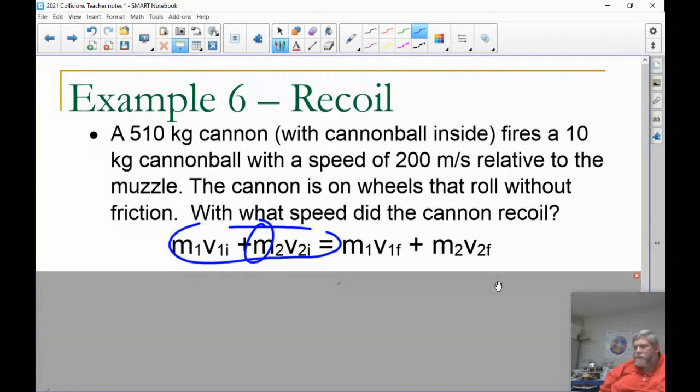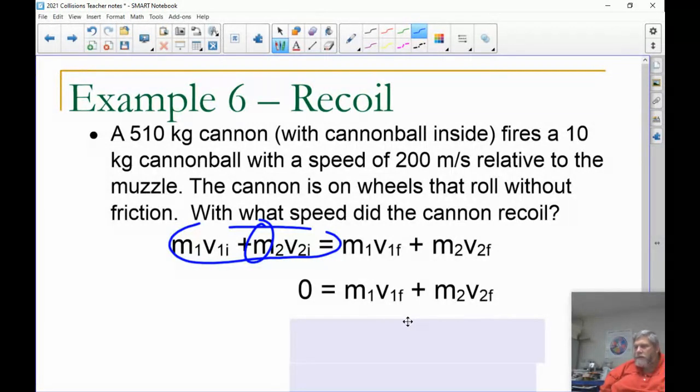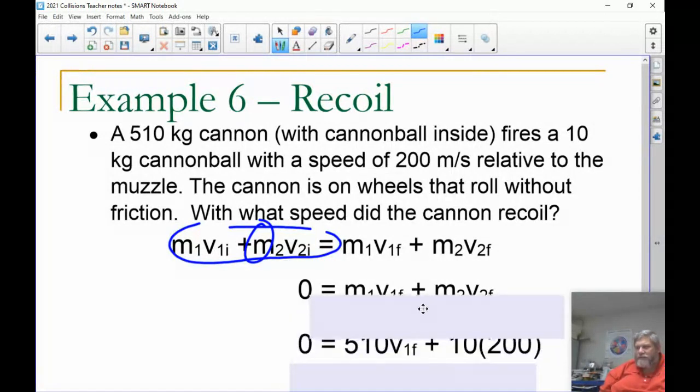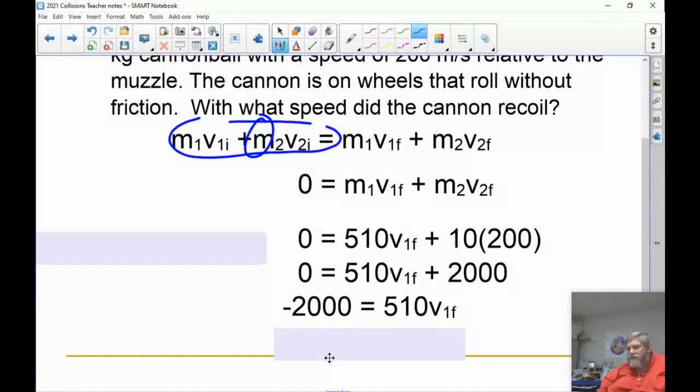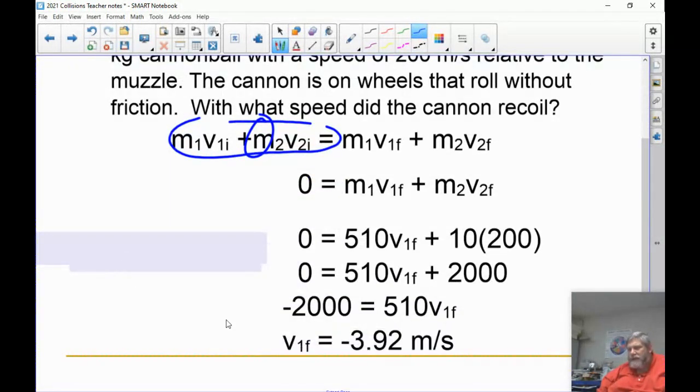Right, so the mass of the cannon and the cannonball is 510. So without the cannonball, we can say here that m1 is 510 times v1 final plus 10 times 200. And we just solve for the velocity of the cannon, which is negative 3.92 meters per second. It just means it goes in the opposite direction of the cannonball.